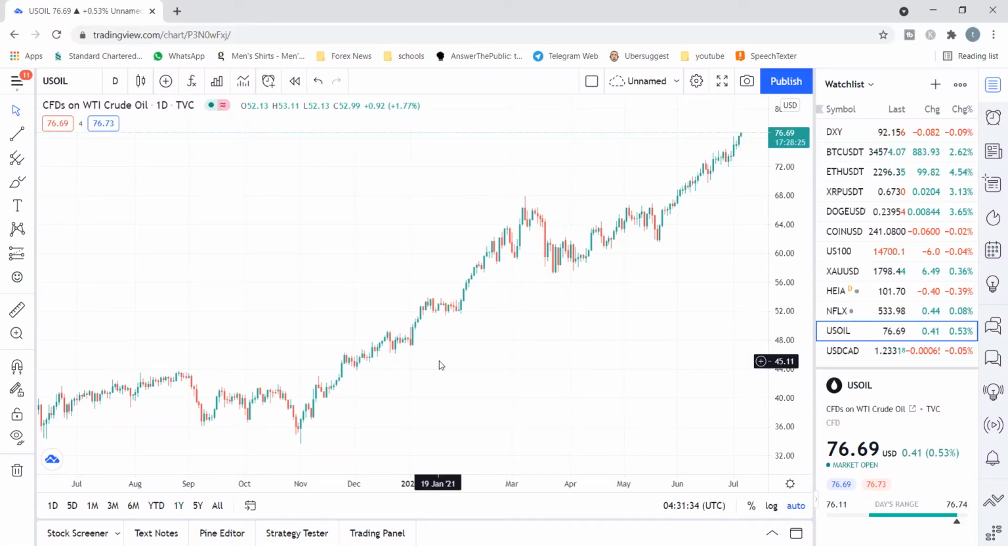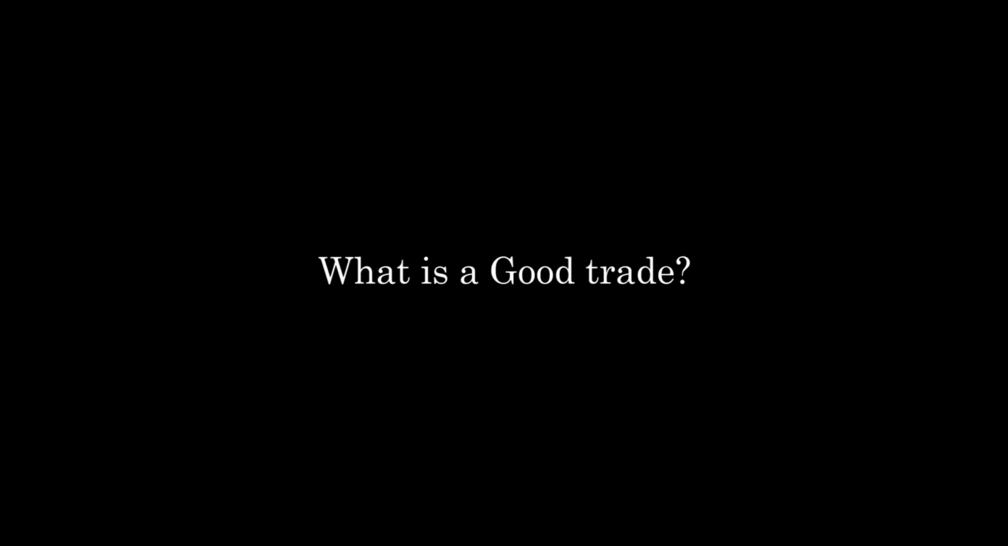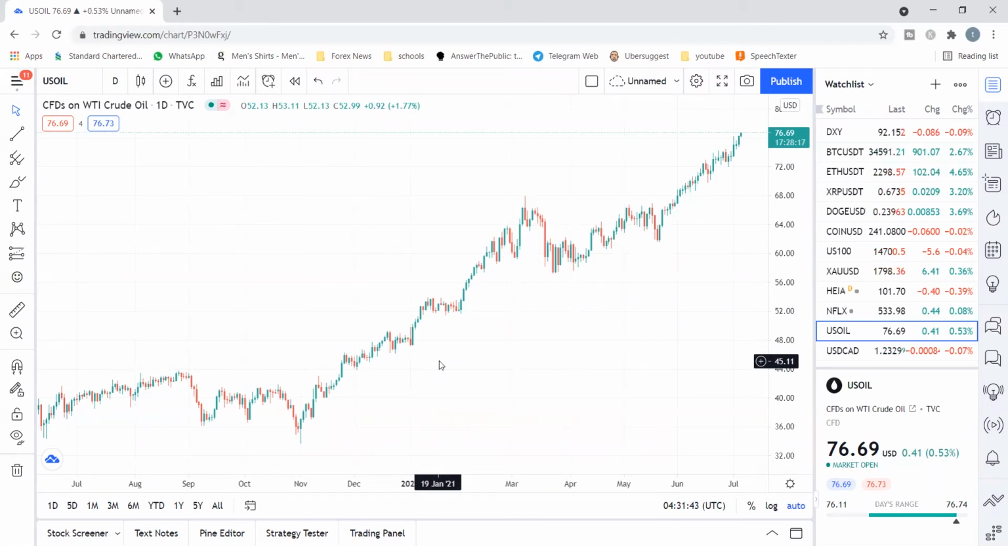Now people normally ask me, what's the difference between a good trade and a bad trade? Simple. A good trade is one where you follow your rules. You have a trading plan and then you follow it to the T. That means that based on your trading plan, you take a trade. If it's a winner, great. And if it's a loss, great. Meaning that that is a good trade. A good trade is not necessarily one that has to do with a winner alone.